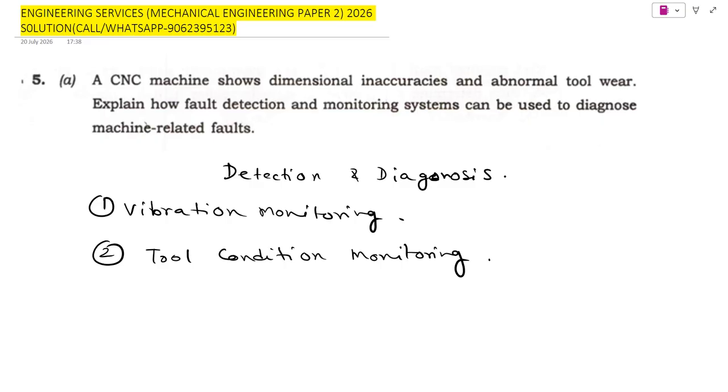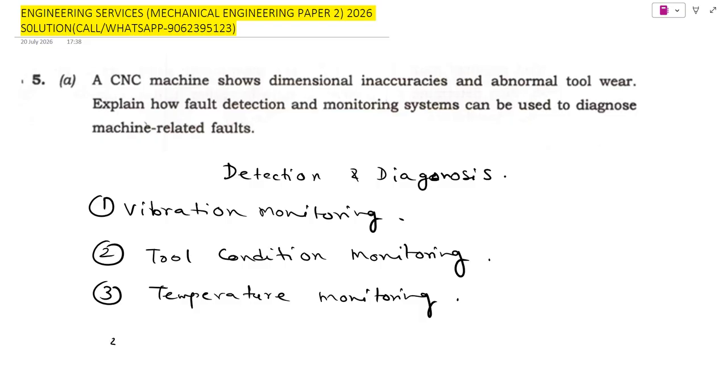Okay. Third point is temperature monitoring. Look, temperature sensors measure the spindle temperature, motor temperature, and coolant temperature, and excessive heating causes thermal expansion. And as a result, the workpiece dimensions become inaccurate. Thus, the thermal errors can be diagnosed through temperature monitoring.